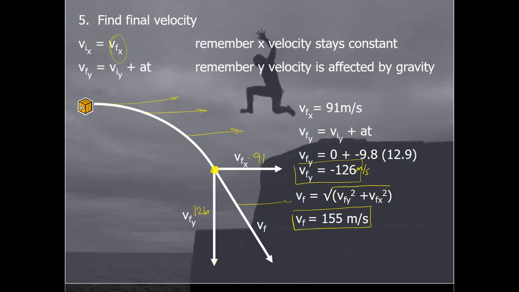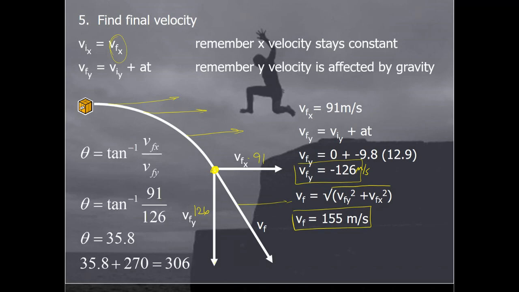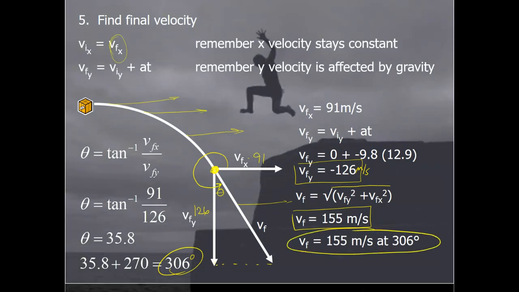Now, in order to make that a velocity, we still need a direction, right? So we're going to set our angle to be here because we want to know this entire angle here. When I do that, my opposite value is the x value and my adjacent value is the y value. So I'm going to plug in the inverse tangent of 91 over 126, and you end up with this small angle being 35.8. So in order to get the total angle, we would add 270 to it, and that's where we get the 306 degrees. So our final answer then will be 155 meters per second at 306 degrees.